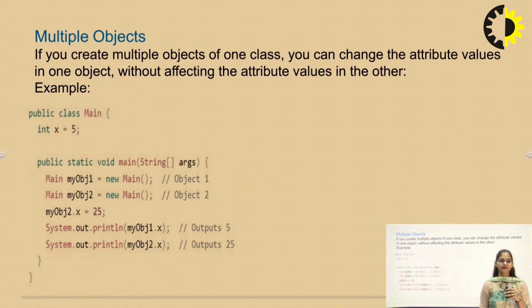We have changed the value for myObj2, an object created in the same class. In the same class we are obtaining multiple objects. So this is how you create multiple objects without changing the attribute in the other; it will not affect the attribute of the other.